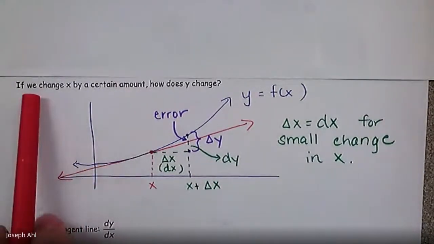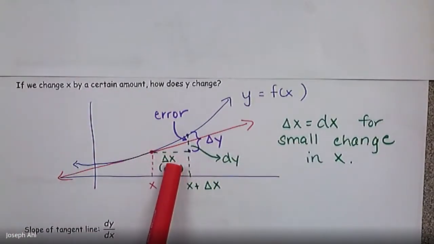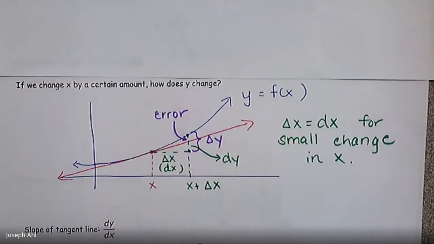Like I said, my question here is, if we change x by a certain amount, you can see the change in x here represented by delta x, how much is y going to change? In this diagram, we have the curve y equals f of x. We have this red tangent line drawn at our value of x that we've selected. And if you were to find the slope of the tangent line, that would be dy dx.